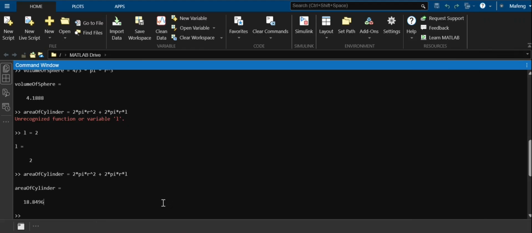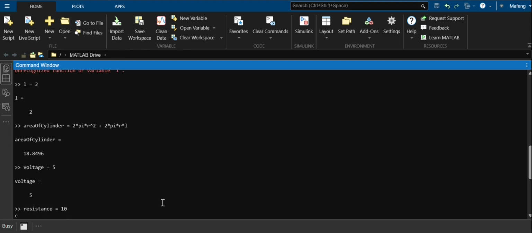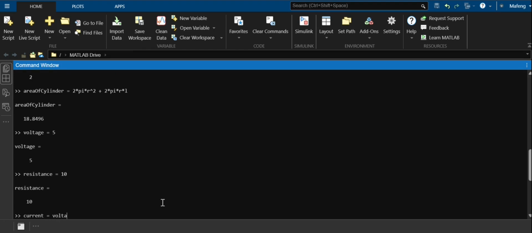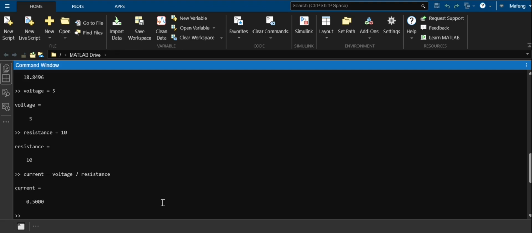Then lastly, I equals V over R. This is the famous Ohm's law. So current is equal to voltage divided by resistance. So let's give each of these a value. Current 5. Nope, not current 5. Current is what we're looking for. So voltage equals 5 and resistance equals 10. Current will be equal to voltage divided by resistance. This will be 0.5, which is the answer.